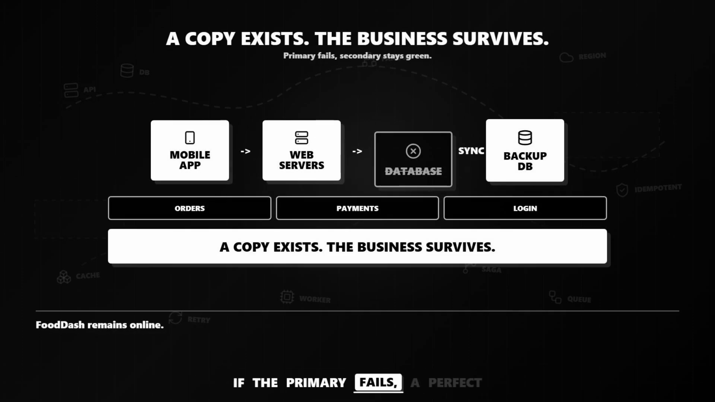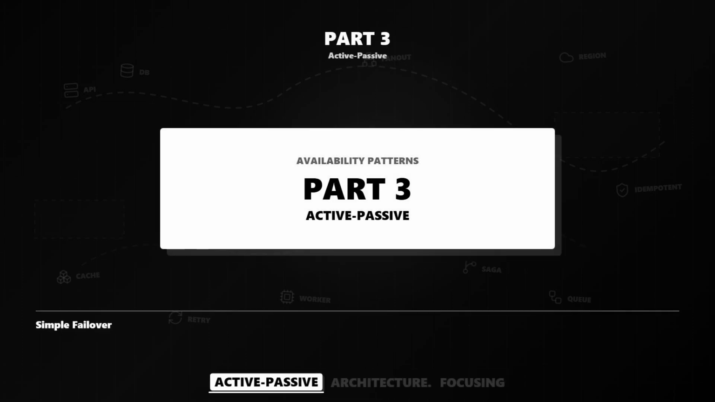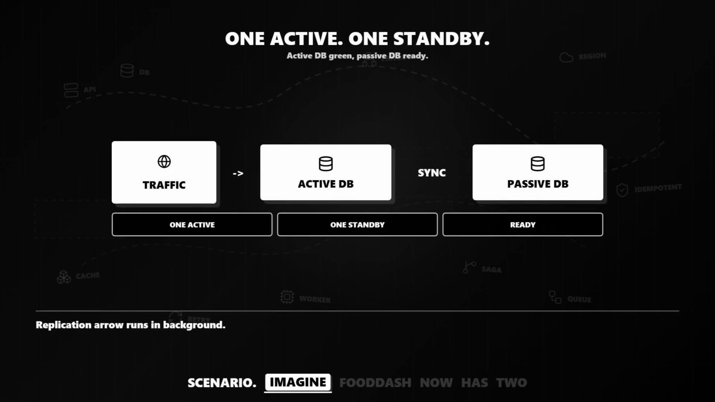If the primary fails, a perfect copy already exists and the business survives. Okay, part three. Active-passive architecture, focusing on simple failover. Let's see how this actually looks in a real-world scenario. Imagine FoodDash now has two database servers wired up in what we call an active-passive setup.